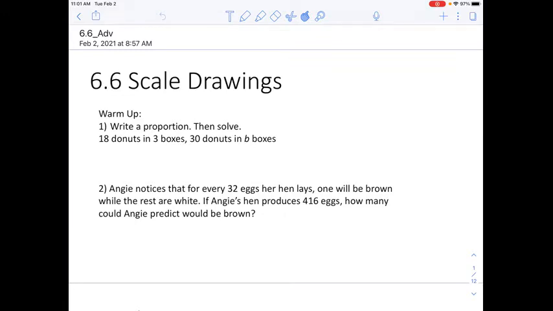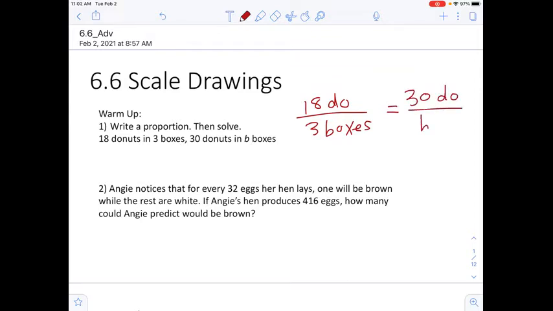The first warm-up problem says write a proportion, then solve. 18 donuts in 3 boxes, 30 donuts in B boxes. Okay, so the two things we're working with here are donuts and boxes. So I'm going to write my proportion as 18 donuts over 3 boxes and set that equal to 30 donuts over B boxes. It's important we stay consistent, so donuts over boxes equals donuts over boxes.